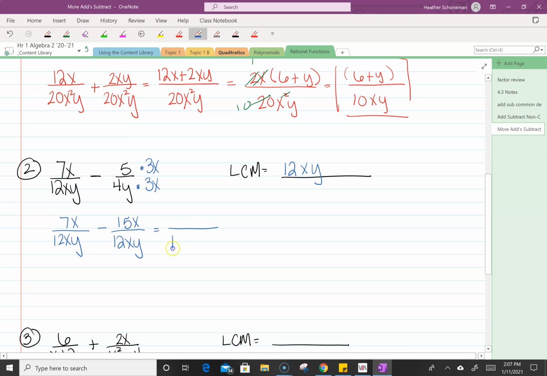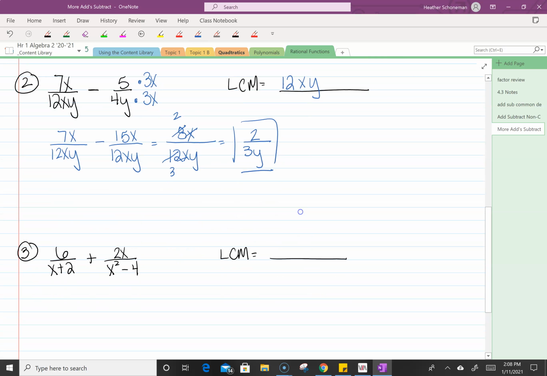Now that I have common denominators, now I can add them together. 7 minus 15 would give me 8x. Now, most of the time I can just stop after I've combined the two fractions, but sometimes they will reduce. This is one of those times. I don't have any matching groups, nothing factors because there's no plus or minuses, but 8 and 12 would reduce. I can divide them both by 4, and the x's could cancel out. So on the top I get 2, and on the bottom I have 3y, and that's my final answer.